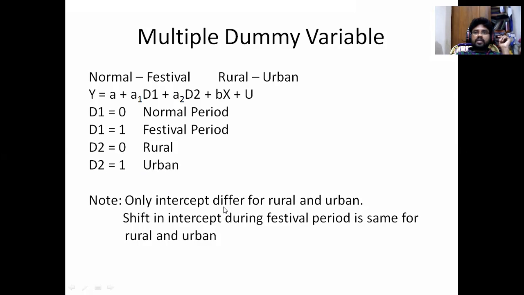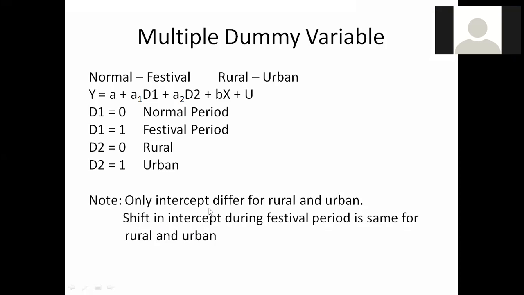Not only does the intercept differ between rural and urban, but the shift in intercept during the festival period is the same for rural and urban. Whatever the shift for the festival period is, it is the same for rural people and urban people during the festival season, because rural people also have to purchase clothes, and urban people also have to purchase cloth during the festival period. Am I right?